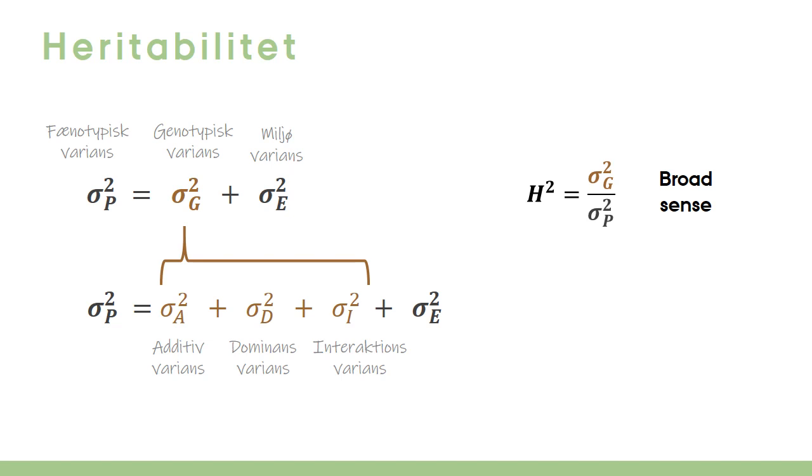However, as I told you before, the genetic variation consists of 3 parts: an additive genetic variation, a dominance variation, and an interaction variation. The only part of the genetic variation that is passed down to the offspring and that can be seen in the offspring is the additive genetic variation. And therefore, we have this thing called narrow sense heritability, and that is calculated by taking the additive genetic variation and dividing it by the total phenotypic variation. So let's take a closer look at that.